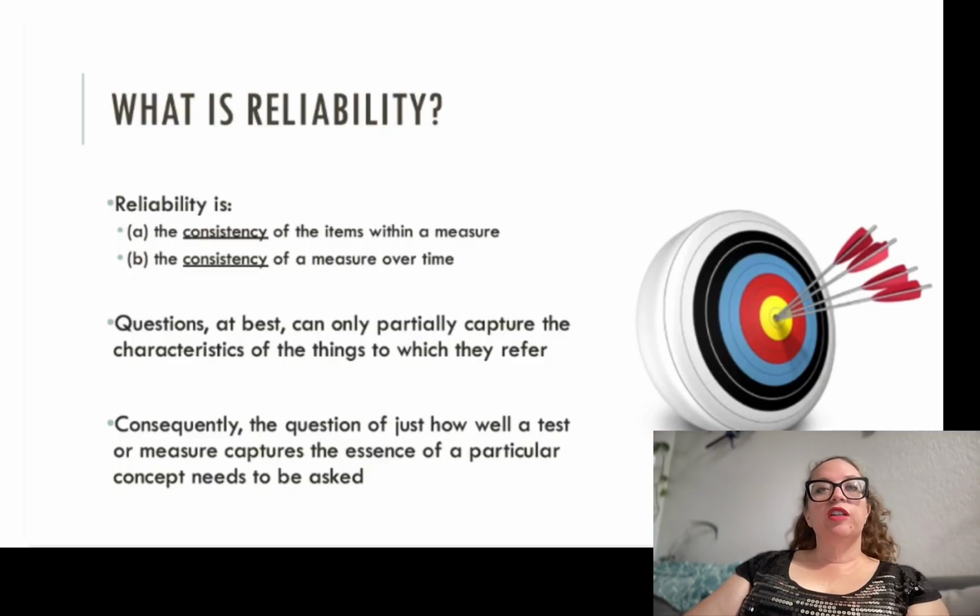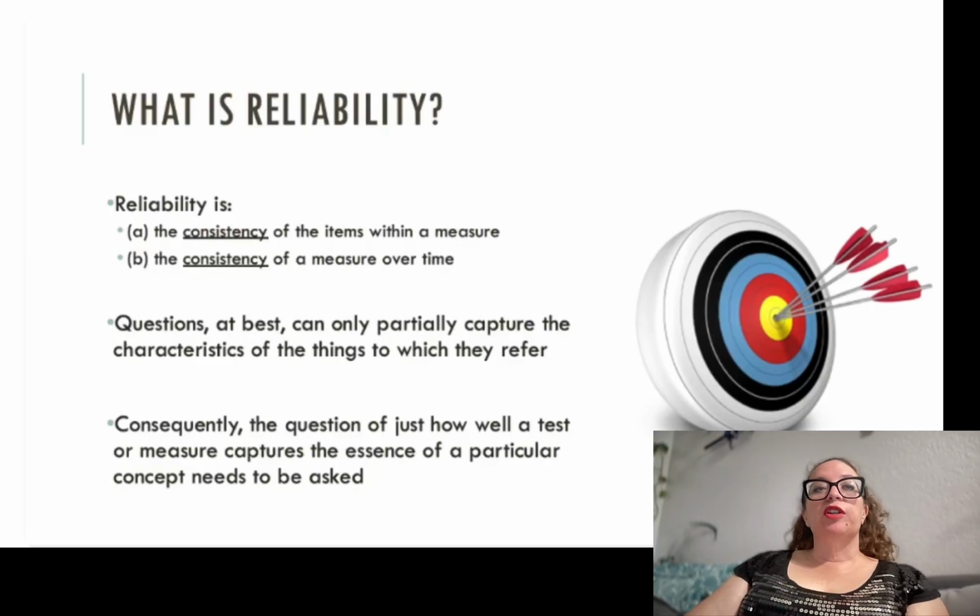So consequently, the question of just how well a test or measure captures the essence of a concept needs to be asked. When we create a survey or a measure or a scale, we want to be sure that it is consistently measuring what we're claiming it measures. So reliability is consistency. We're going to talk about a few different ways in which consistency is important.